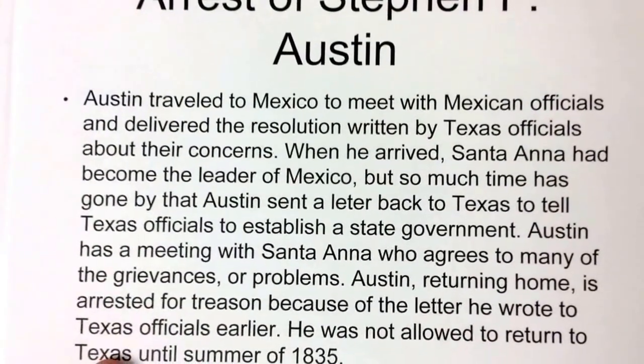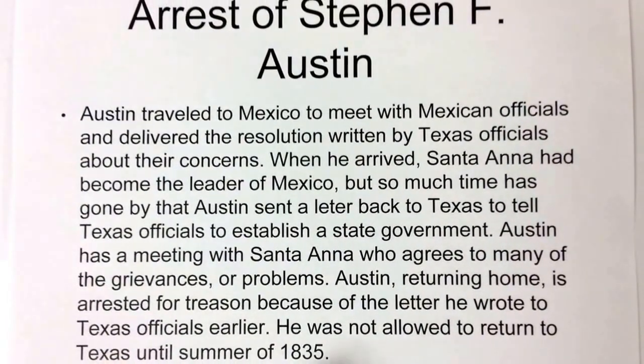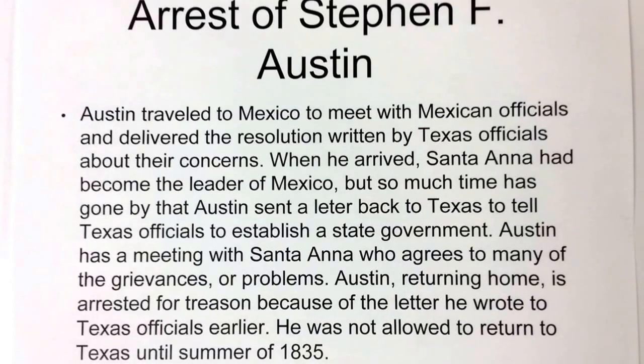And then finally, the last one, and I know a little bit chronologically that it's out of order, is the arrest of Stephen F. Austin. Austin's going to travel to Mexico to meet with Mexican officials and deliver the resolution written by Texas officials about their concerns. They were complaining about the situation that was going on. When he arrived, Santa Anna had just become leader of Mexico, but so much time had gone by that Austin sent a letter back to Texas to tell Texas officials to establish a state government. Basically, they weren't listening to us in Texas, so we might as well set up our own government and run it that way. Austin has a meeting with Santa Anna, and he agrees to many of the grievances, or problems.